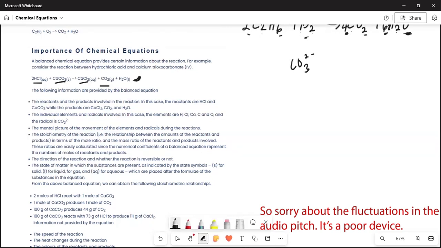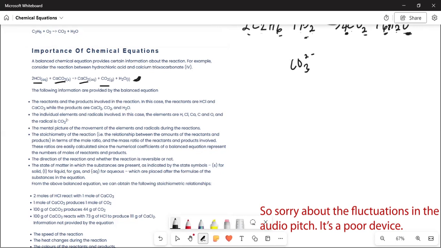Then it also tells us the stoichiometry of the reaction. Stoichiometry means the relationship between the amount of the reactants and the products. That is in terms of their mole ratio and the mass ratio of the reactants and products involved. These ratios are easily calculated since the numerical coefficients of the balanced equation represent the number of moles of reactants and products.